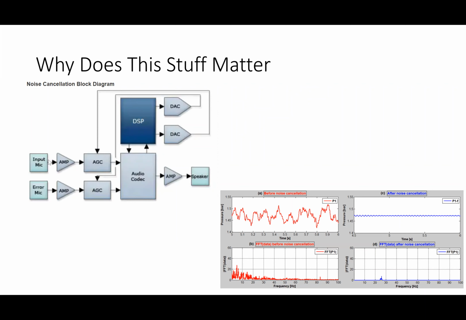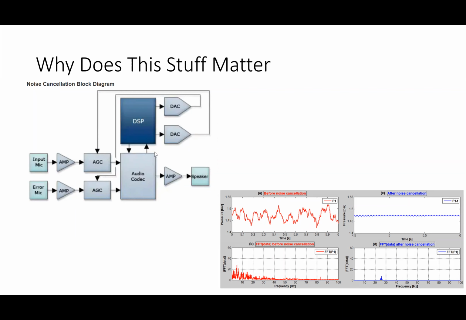So essentially this microphone takes a sound signal and converts it into a voltage. And then that goes through some circuitry. This circuitry here is basically amplifiers of some sort. And this thing called AGC is an automatic gain control. It's basically an amplifier. An amplifier is something that can make a voltage bigger or smaller.